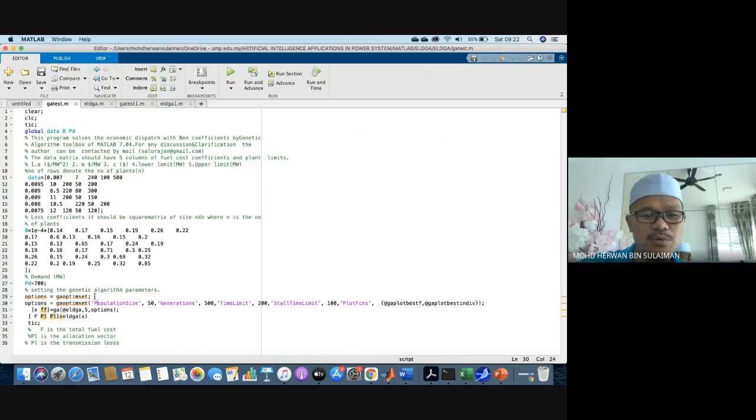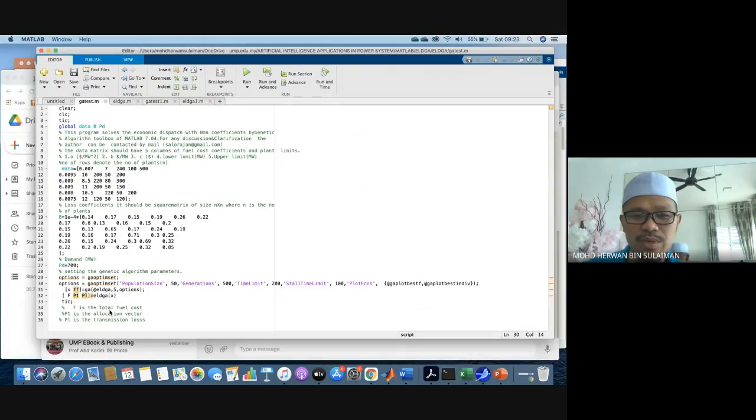The first one is the population size. Okay, the second one is generations. Generations means iterations, similar. And then the time limit is 200. Store time limit 100, and then there is a plot function. This is how you want to plot your GA. Okay, this one is GA plot best, and GA plot best individual. And then how do we want to do it? So you can basically change the GA optim set. So you can go to MATLAB.